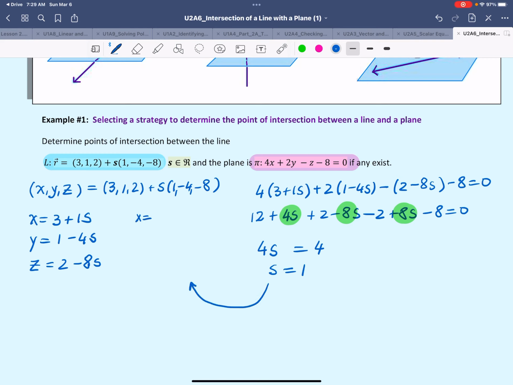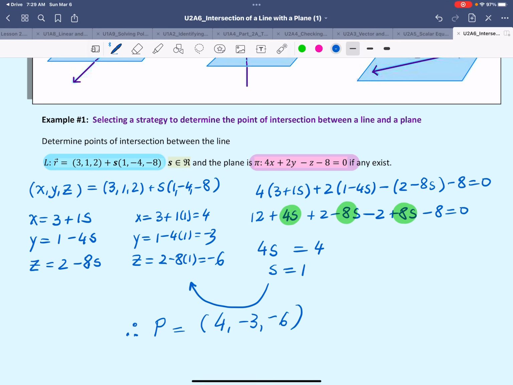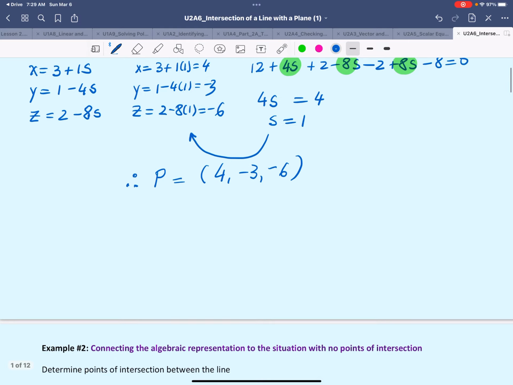Since we found the value of s, we can derive the coordinates for the point. So we have x equals 3 plus 1 times 1, that's a 4. y will be 1 minus 4 times 1, that's a negative 3. And z equals 2 minus 8 times 1, which is negative 6. Therefore, the point of intersection will have the coordinates (4, -3, -6), and yes, the line will intersect the plane at a point.